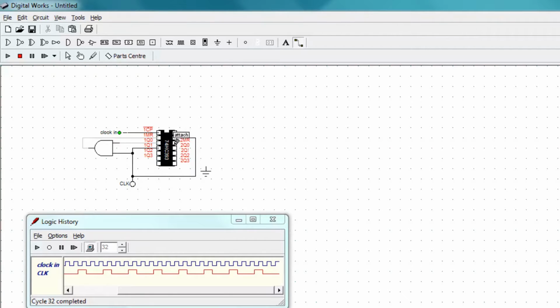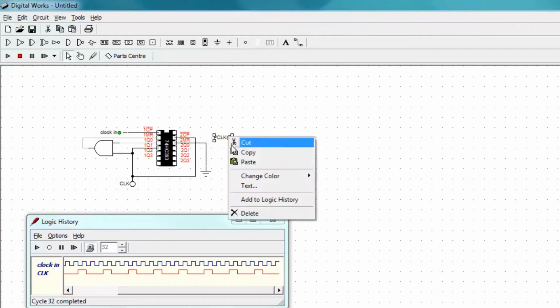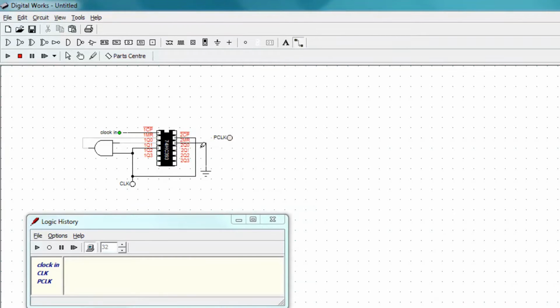I'm going to ground the reset on the second ripple counter, which is pin 12. This will keep the counter counting. Now, let's use the least significant bit on the second ripple counter as our peripheral clock. Let's simulate this.